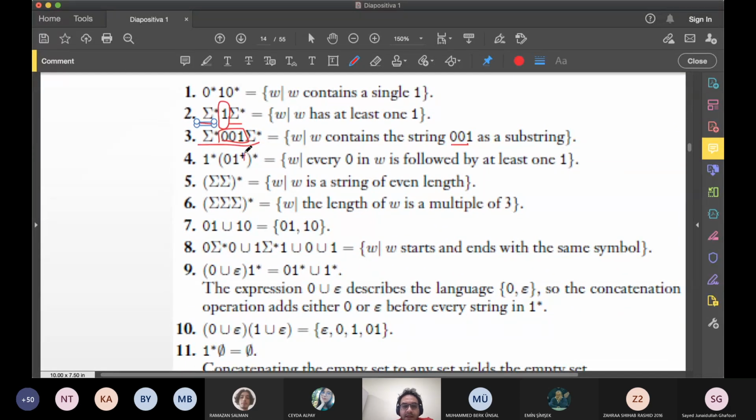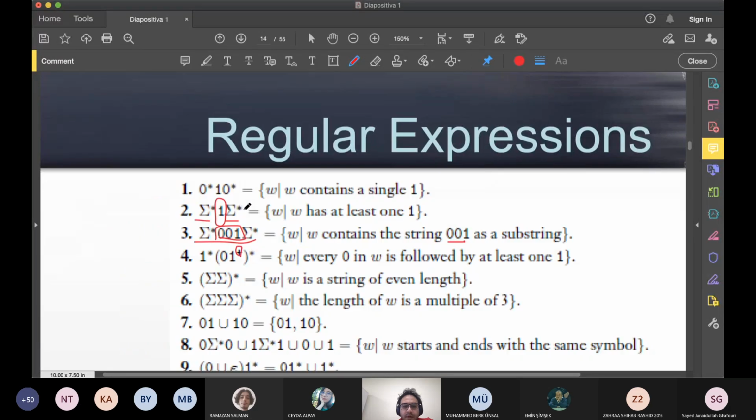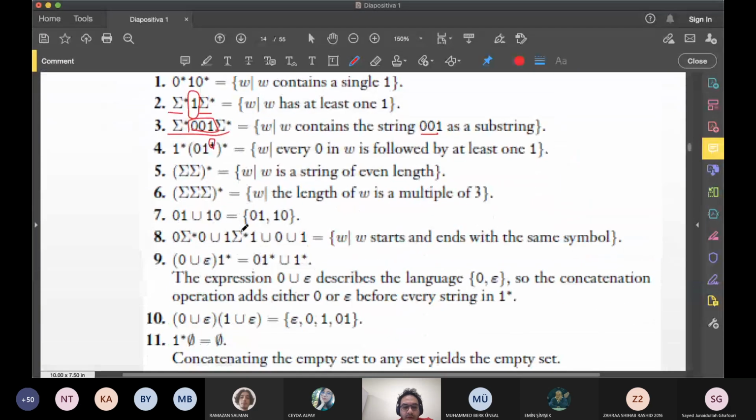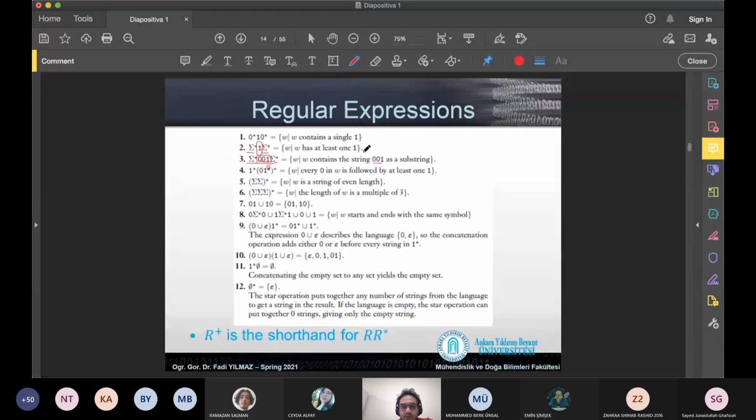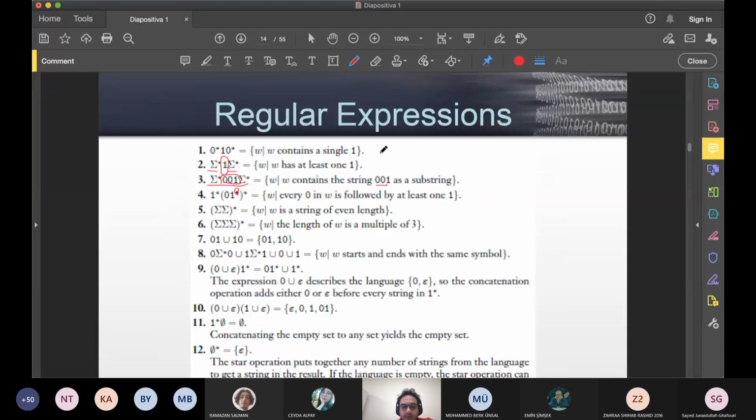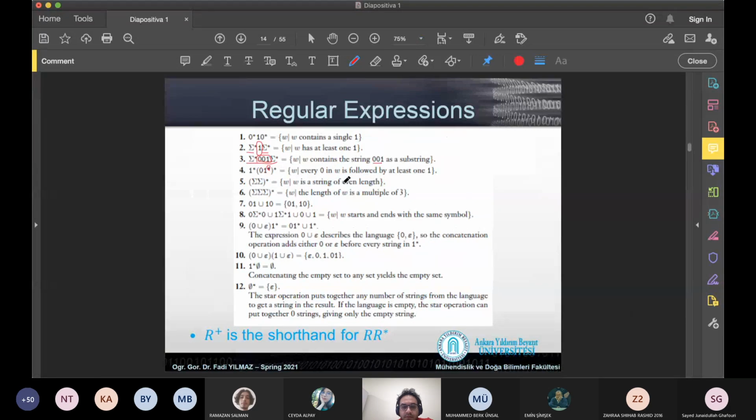So this plus sign is here. Oh. Okay, I think I should go back. Okay, 25. Okay. So this plus sign, guys, is shorthand for R star R. R star means that we can have 0 R's, right? Or as many as we want. But plus makes sure that there's at least one R, one character. So plus and star are different, and plus makes sure that there's at least one character in our power.